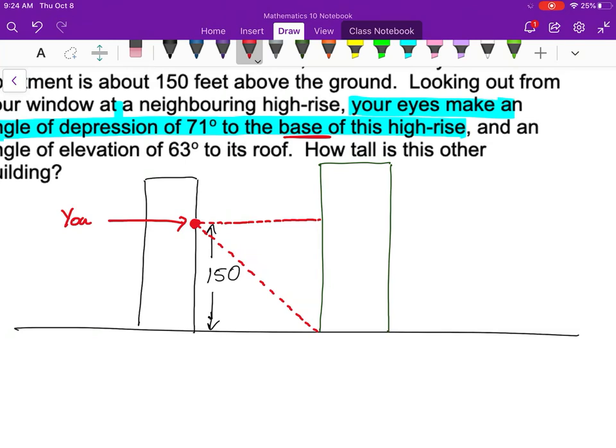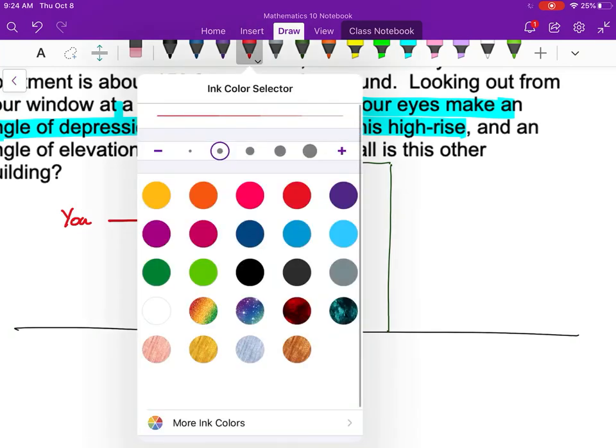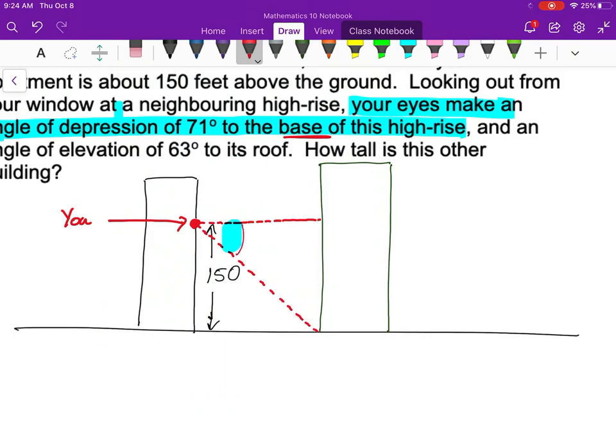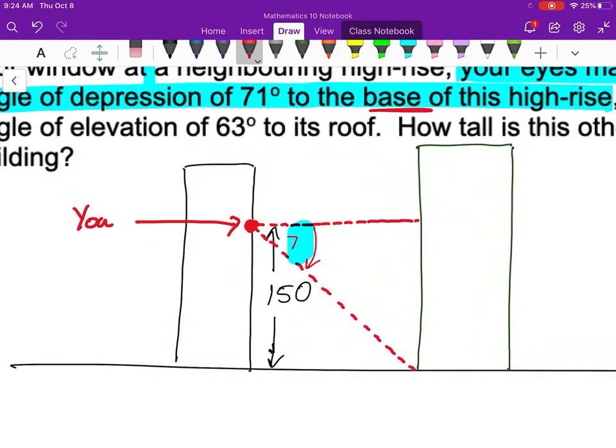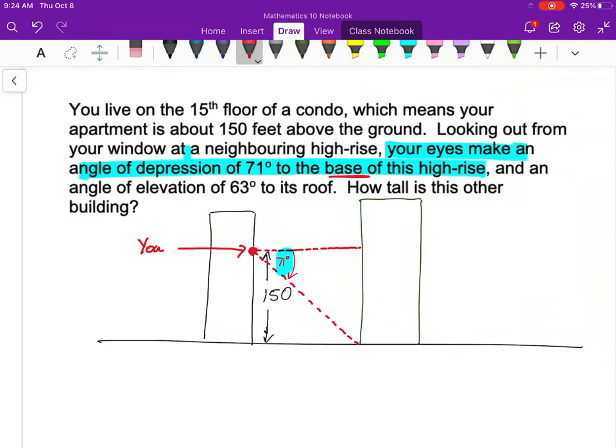So where does the 71 degrees go? It goes right here. This right here is 71 degrees. That is the angle of depression. If you're looking down at something, 71 degrees, that is my angle of depression. That's where the 71 degrees goes.